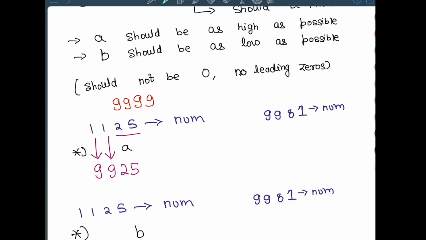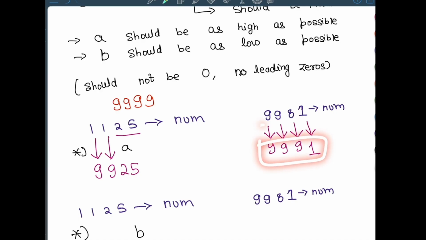That is, we will first try to process the first digit, then the second, then the third. And the moment we get a digit which is not 9, we can replace that digit with 9. So we can say this is already 9, this is already 9, this is 8. Replace 8 with 9. So this will be 9, this will be 9, this will be 9, and this will be 1.